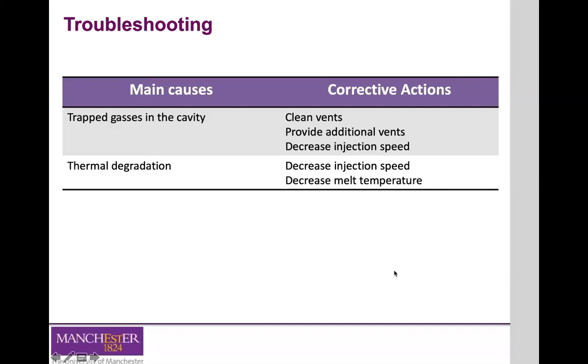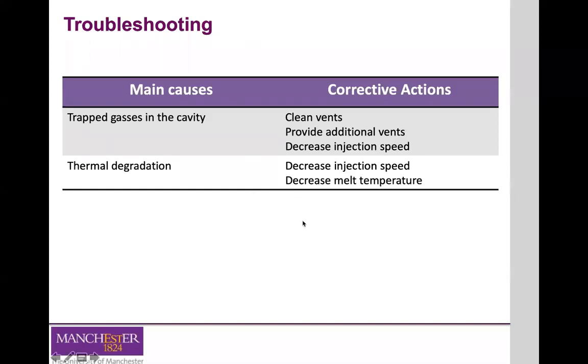If the problem is actually arising because of the thermal degradation of your polymer and it's not caused by any gases that are entrapped in your material, then a way of avoiding that thermal degradation is by decreasing the injection speed. And this allows us to decrease the temperatures at which we are injecting the material.